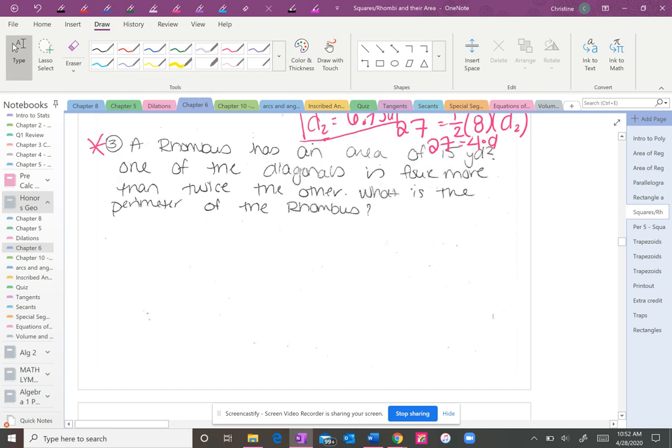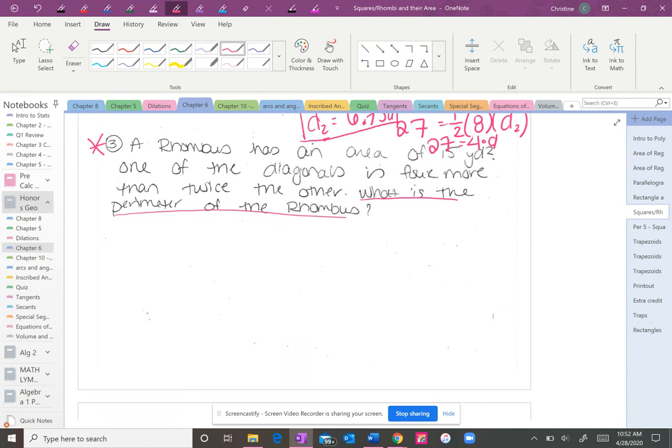A rhombus has an area of 15 yards squared. One of the diagonals is 4 more than twice the other. What is the perimeter of the rhombus? So let's just pause for a second. It's not asking you what the diagonals are. It's going to ask you what is the perimeter. So we're going to have to come back to this. And it's probably going to take a few steps after we actually get what we think the answer is.